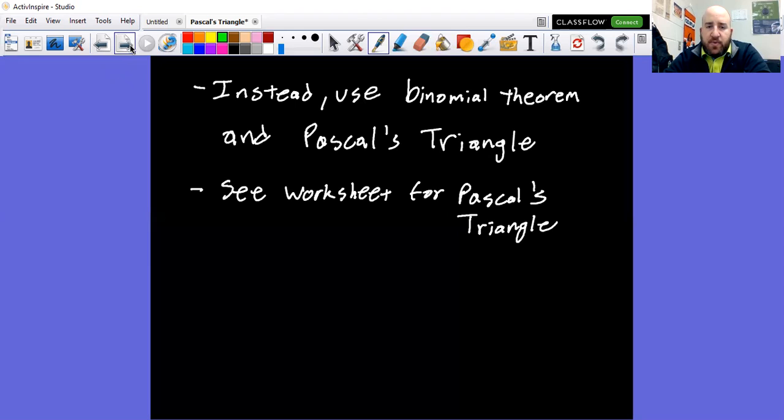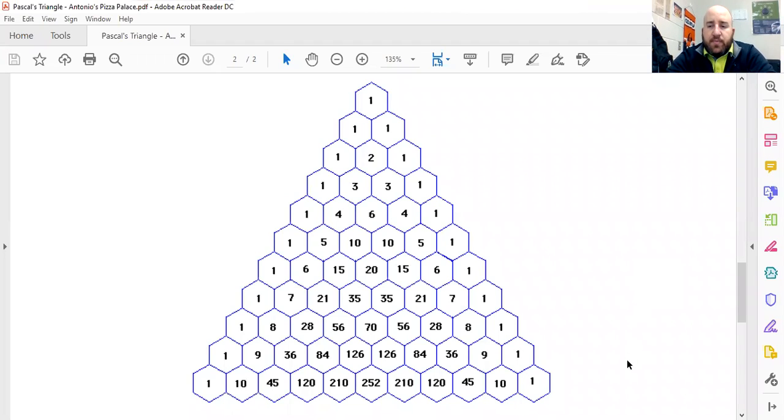So instead, we're going to use the binomial theorem and Pascal's triangle. Let's see the worksheet for Pascal's triangle. We have to start with that because we have to know what Pascal's triangle is before we can use it to help us with the binomial theorem. So we did the Pizza Palace worksheet. It's up in the assignment in Canvas, but I just have the pyramid already posted here.